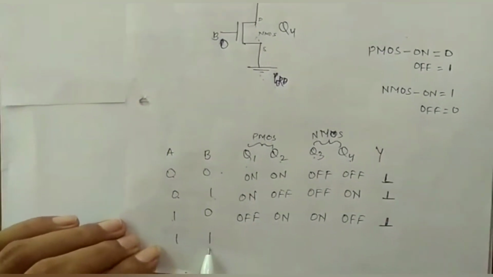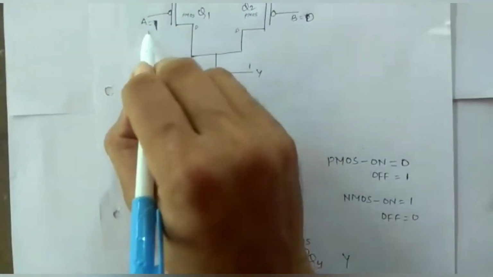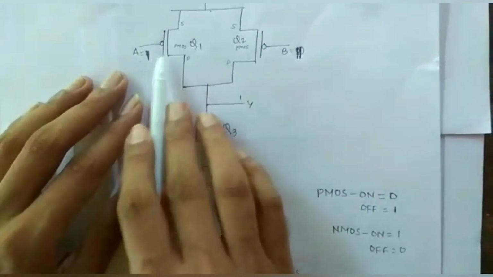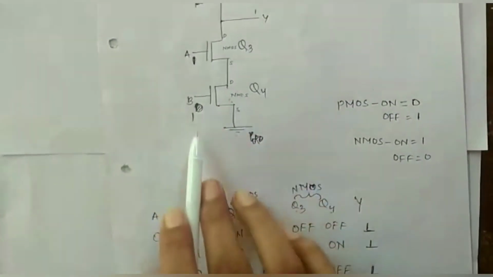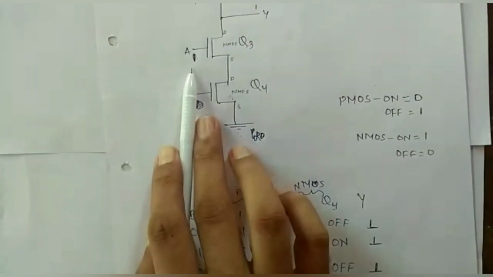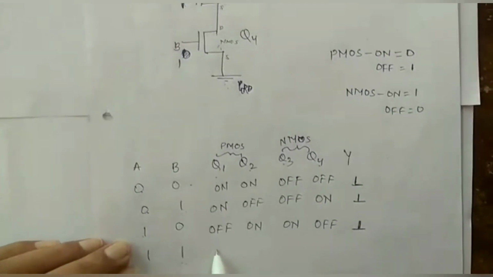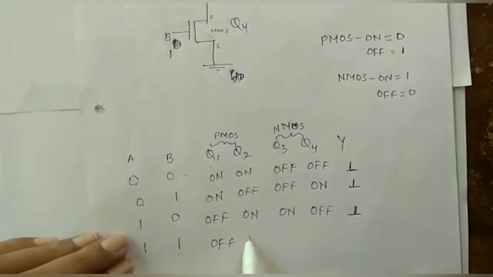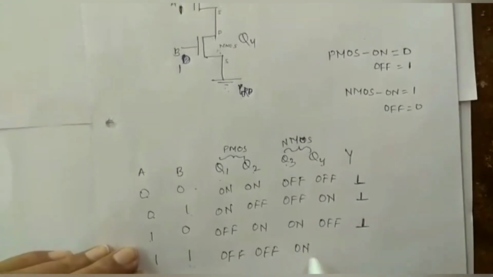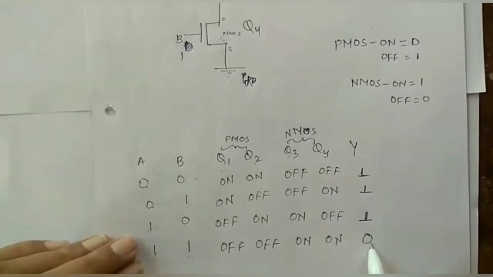For the last one, A and B are 1 1. Since the PMOS inputs are 1 1, both will be open circuited and off. And since the NMOS is on for 1 1, it will be directly connected to ground and the output is going to be 0. Both PMOS will be off and both NMOS will be on, and the output is 0 because it is connected to ground.